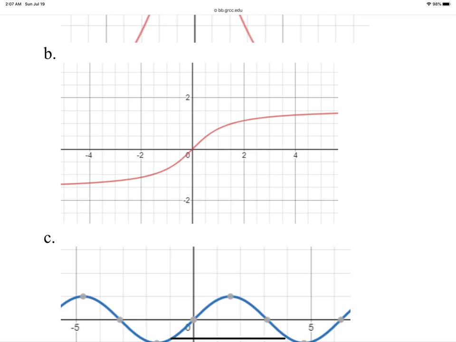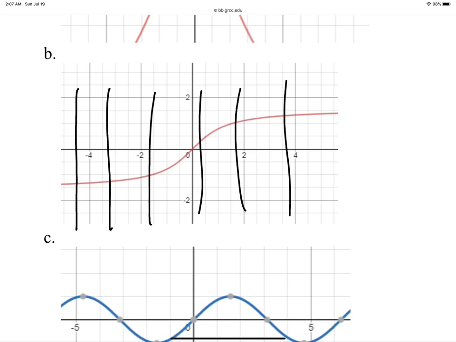This graph right here, part B, passed the vertical line test everywhere. It also passed the horizontal line test everywhere. This is a 1-to-1 function.